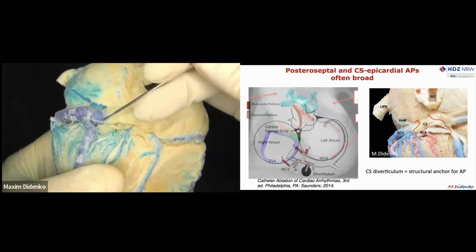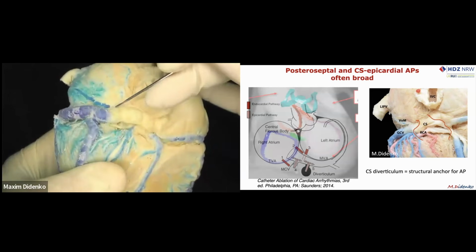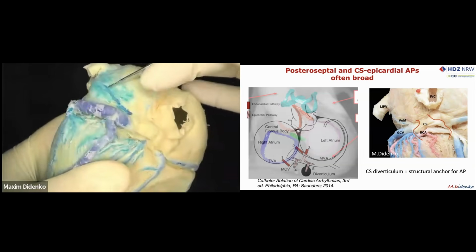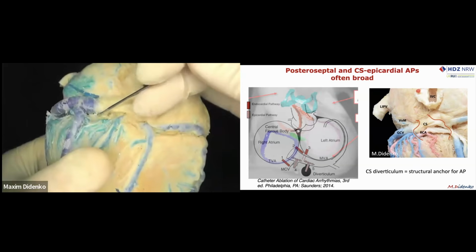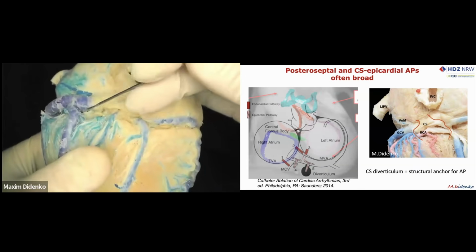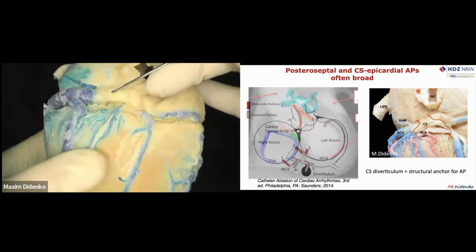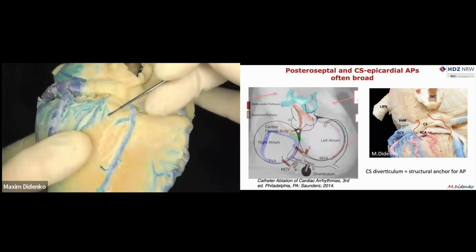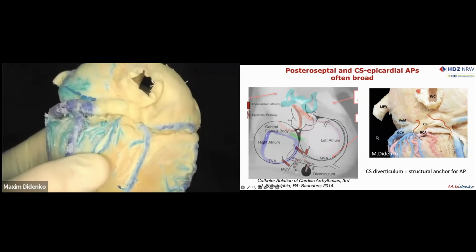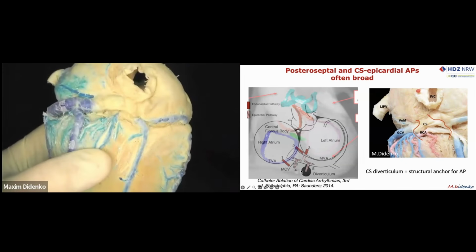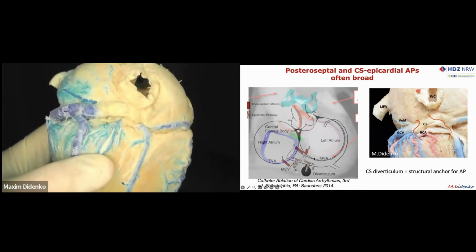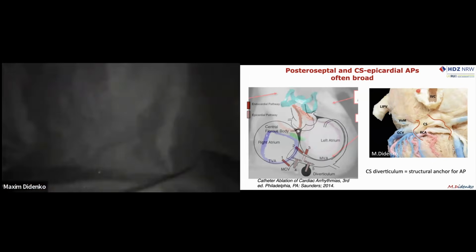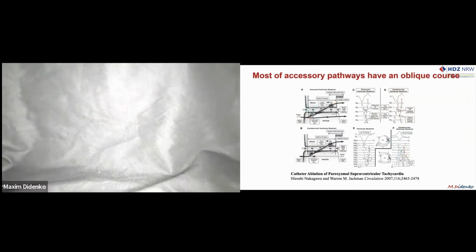Actually, this is the area where the Vieussens valve is located, and usually this vein comes here. This is the vein of Marshall. And you can nicely see that the coronary sinus is covered by muscles, and you can easily imagine that sometimes these fibers can be connected to the ventricle, especially if the patient has some diverticulums, etc., and that also creates some additional conditions for these accessory pathways.